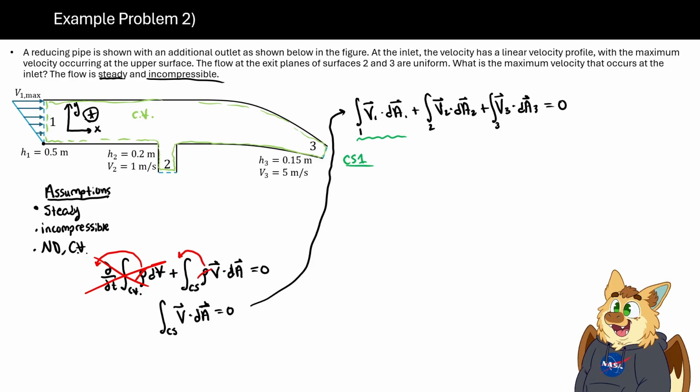That's a logical assumption. At the top, it already told us that our velocity at y equals h1, which is the height of this inlet duct, is equal to v1 max. So let's come up with an equation to find the linear velocity profile here. So let's take a look, one second. We wrote our coordinates out already. Let's write our velocity profile here.